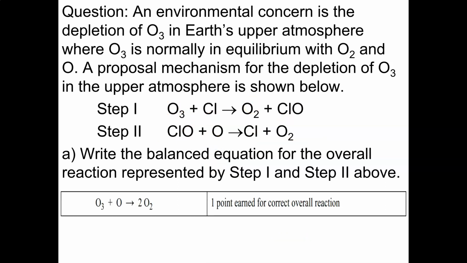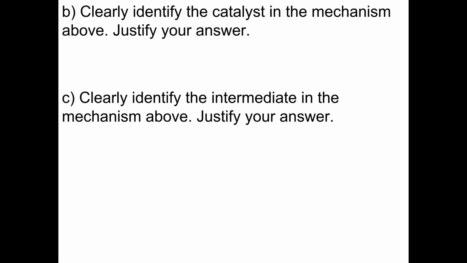That's all it is. Now, if you look at it, you can kind of tell there's a catalyst in there, right? So what's the catalyst? Cl, exactly. It shows up as a reactant in step 1, then as a product in step 2. And that's my justification too, 2 for 1. What's my intermediate? ClO. And there's those questions.